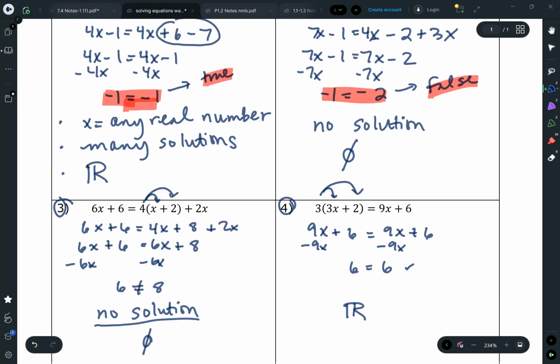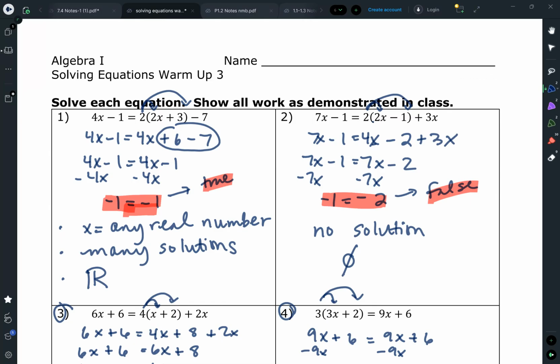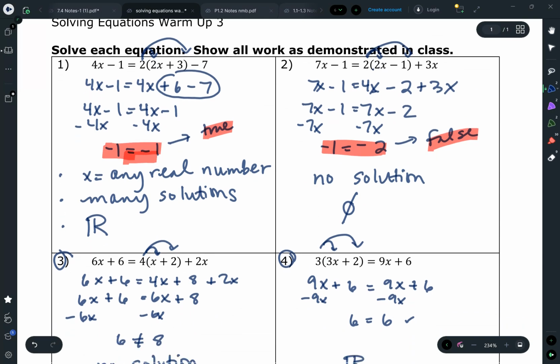So this was just a quick review that we did in class, a warm-up that we did in class on solving equations. This is a lot more difficult today. Hopefully it's a review, and if you need help, please make sure that you ask.